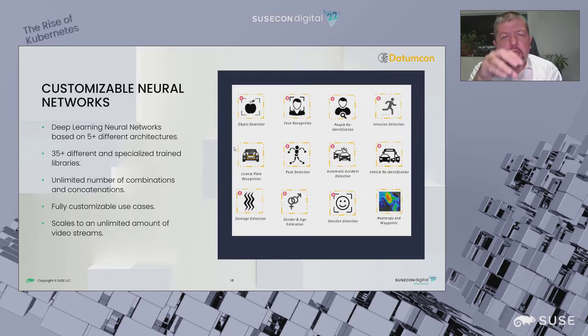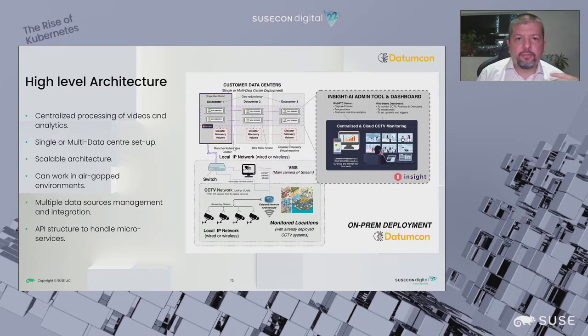And again, we build one container per neural network, and that's what gets deployed. So the scalability is literally to an unlimited amount of resources. And this can be done either on edge via K3s or on cloud via RKE. And then you get a centralized processing of videos and the analytics on top of that.